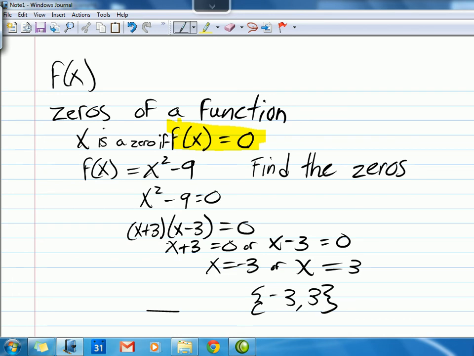Easy enough. Another word for zeros, another thing that we call these things, is roots. You might hear them say zeros, or you will hear them called roots. So when you hear the word zeros or you hear roots, they're talking about the same thing. Finding zeros of a function is the same thing as finding roots of a function. So that's pretty much all of it.